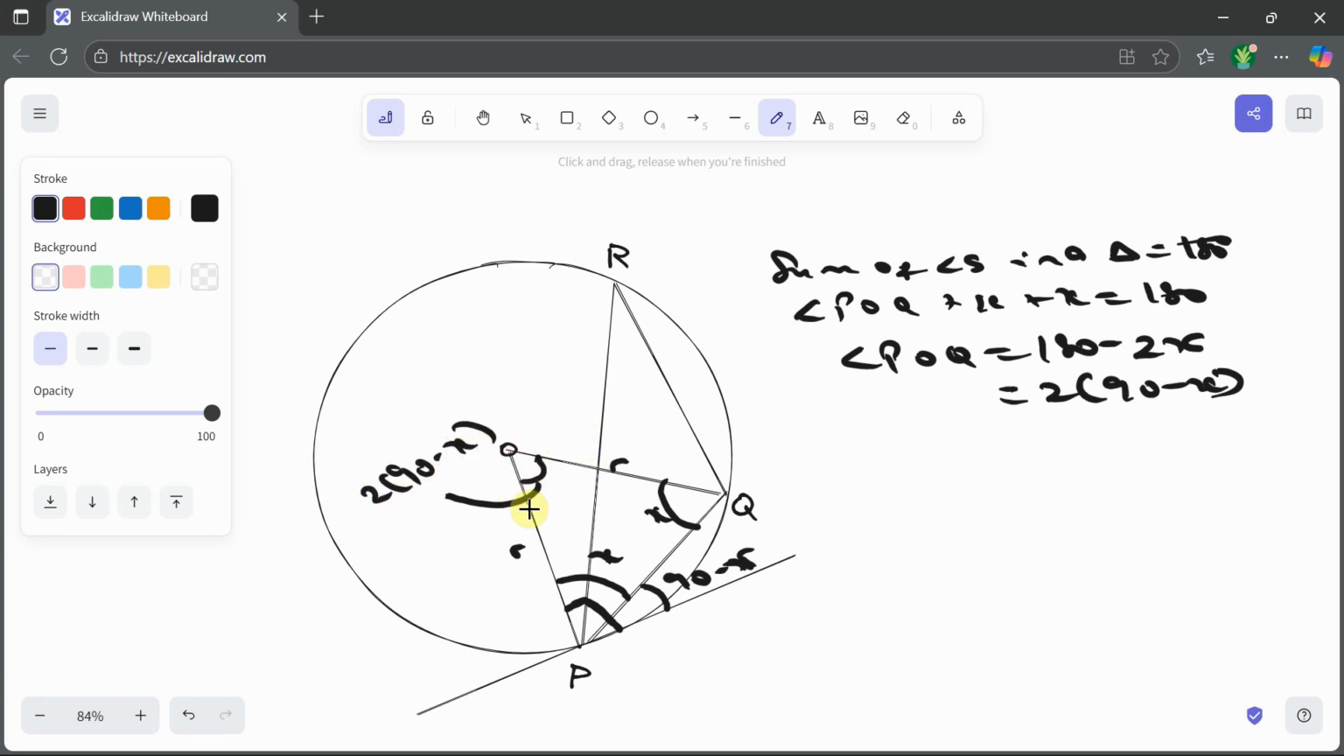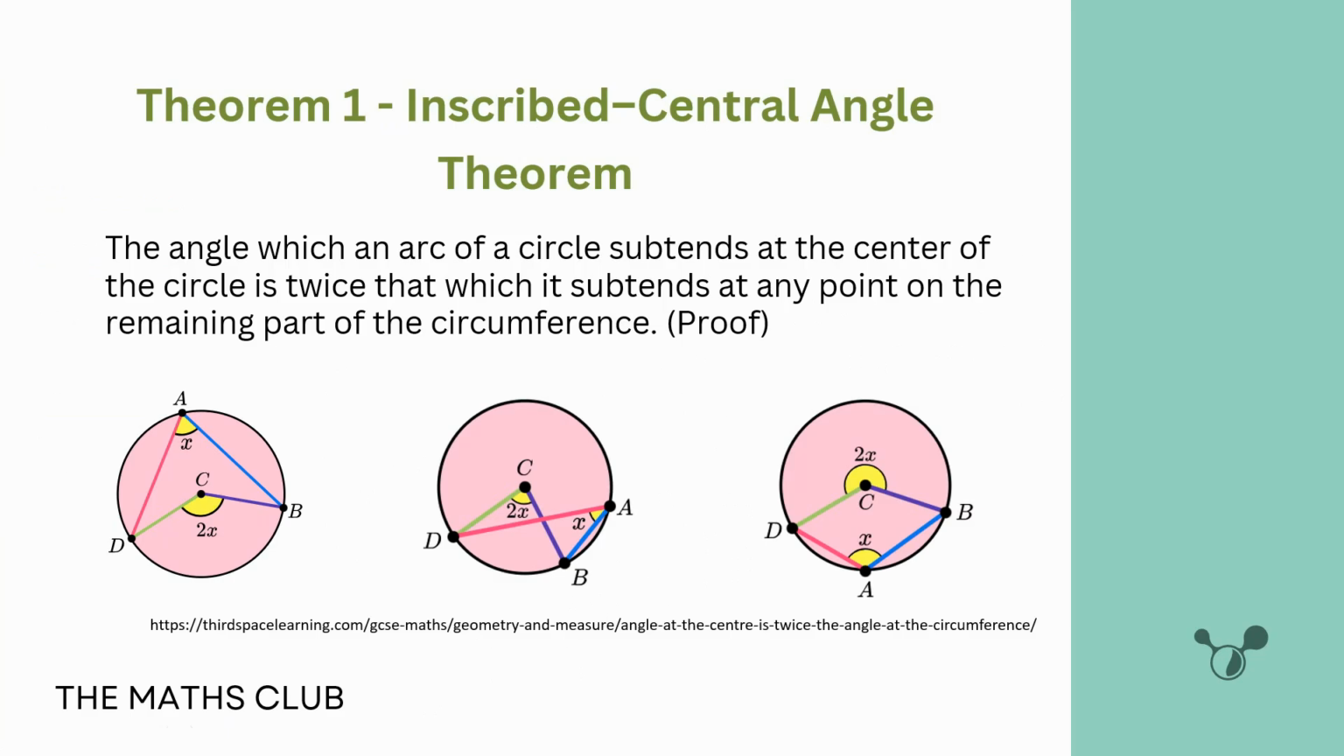Now if you look at this, this is the same image. This image here is one of the images that we had when we were talking about the inscribed central angle theorem. So I'll just show it to you. Can you see it? Right, and we said if that is the case, the angle at the center would be twice the angle at the circumference.